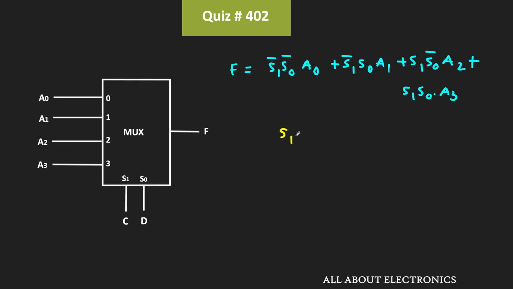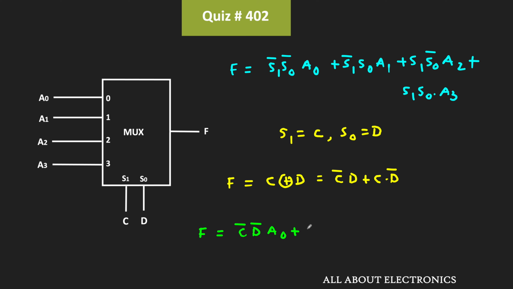So here this S1 is equal to C while the S0 is equal to D. And here we have been given that this output function F is equal to XOR of C and D, that is equal to C bar dot D plus C dot D bar. So first of all, let us put the values of this S1 and S0 in the first expression. Then the output function F can be given as C bar dot D bar dot A0 plus C bar dot D dot A1 plus C dot D bar dot A2 plus C dot D dot A3.